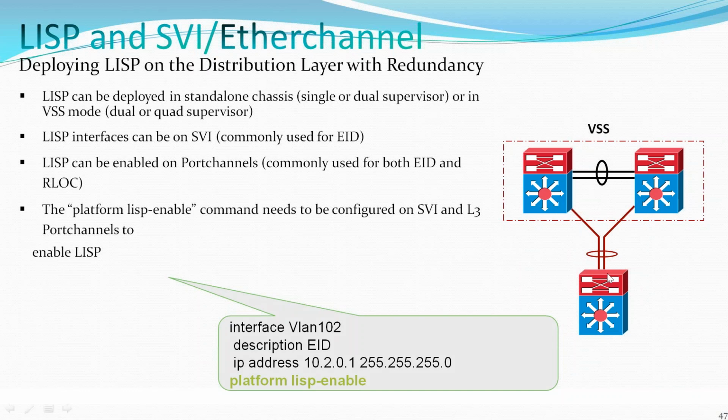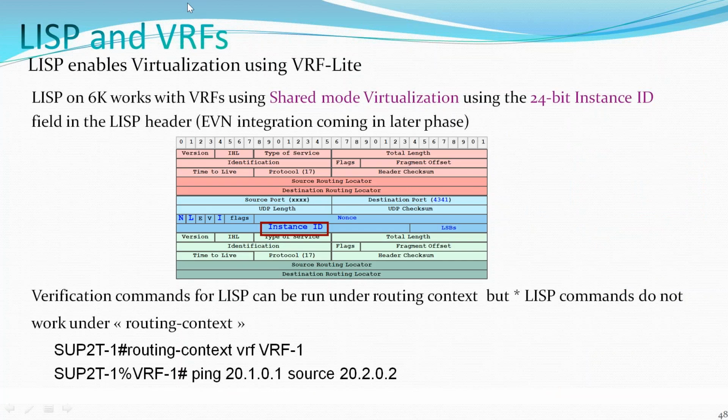Now, deploying Lisp on a distributed layer switch. Lisp can be deployed in a standalone chassis, single or dual supervisor, or in VSS mode. What you have to do is go to the interface and enable platform Lisp enable, and that will be enabled. The rest of the features and theory we know, where you have to assign the router locator IPs and how it will work. Those things we know. So one feature is that you can enable Lisp over SVI over Ether channel. The other thing is that whenever you are doing virtualization with respect to Lisp, that will run under shared mode virtualization, and you have to assign the instance ID.